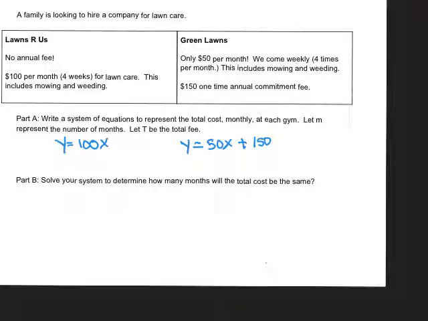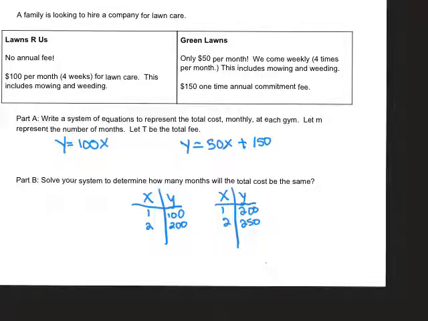Well, with 1 month, on this guy, it's $100. And at 1 month for green lawns, it's $200. Well, forget it, that it's got to be Lawns R Us that's the better deal, right? Hands down, don't even need to do that. Yeah, but at 2 months, that's $200. And at 2 months, these folks here, 2 times 50 is 100. So that's $250.